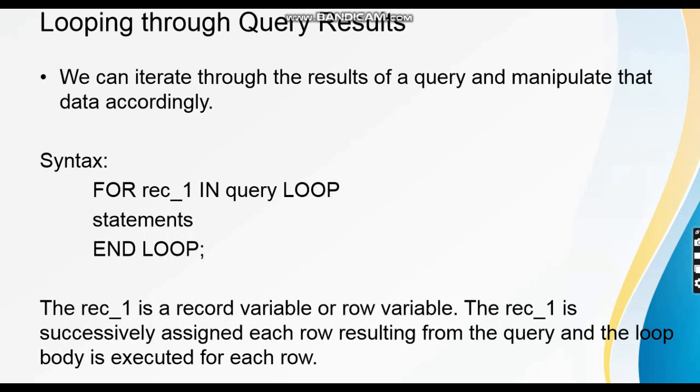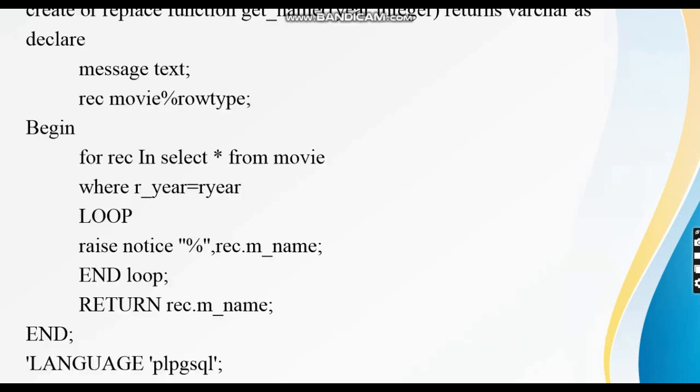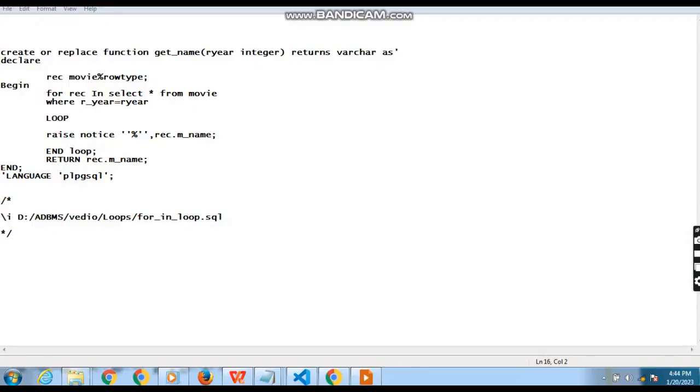We are actually going to work on the query. That means we are going to work on the tables, right? This is the example for it. Create or replace function get_name. Let's run and see this particular example. So this is the example of your for loop, right?